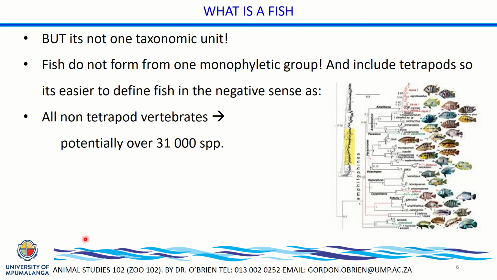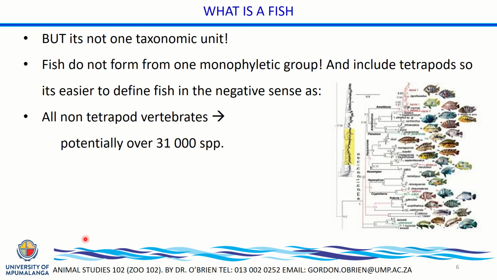Fish do not form one monophyletic group, which means that there are many different supposed ancestors that have resulted in differences between the fishes that we have today, and we generally put them all into one group. And because they have different theorized ancestry, you have today different groups of fish that all look very similar, but they actually are very different morphologically. So it's very dangerous to use the common word fish.